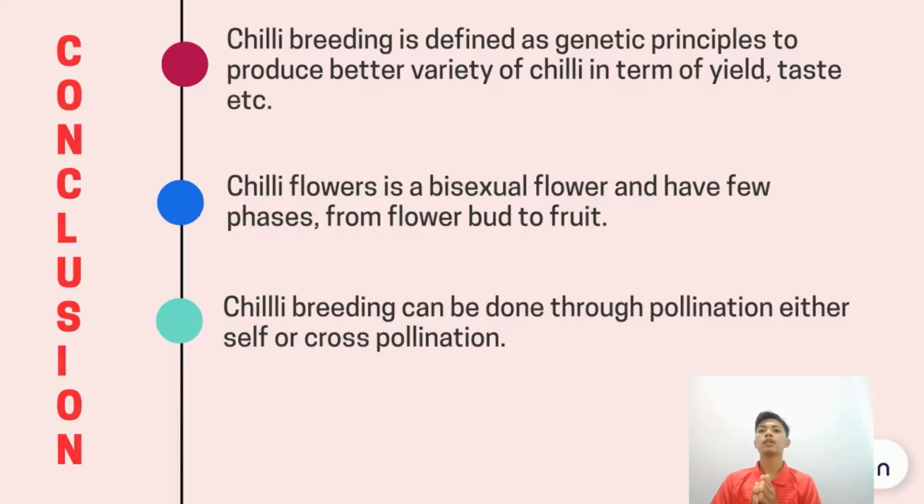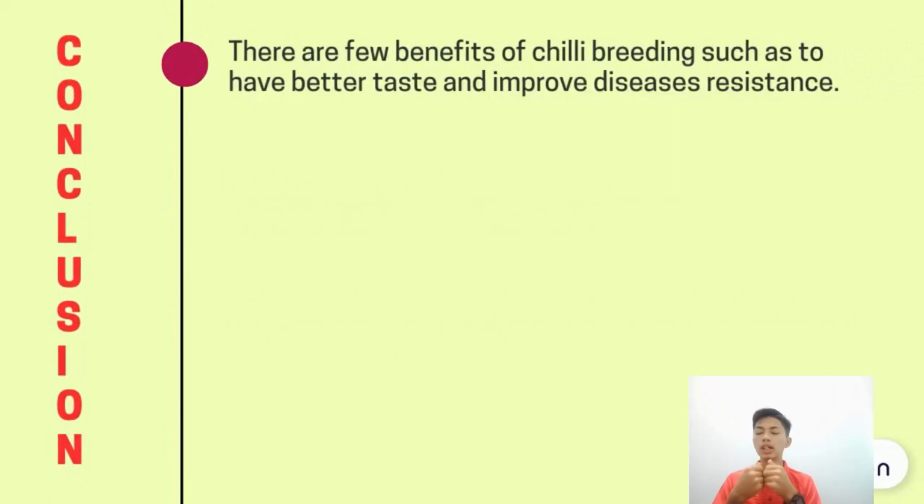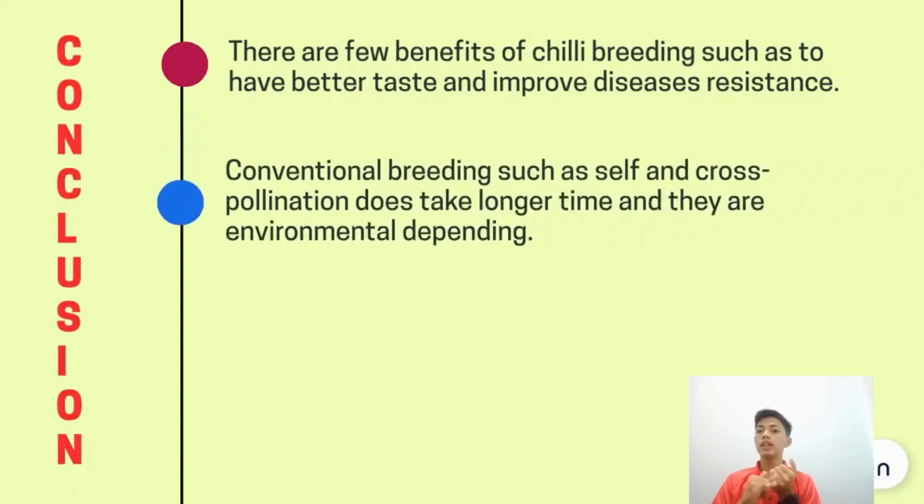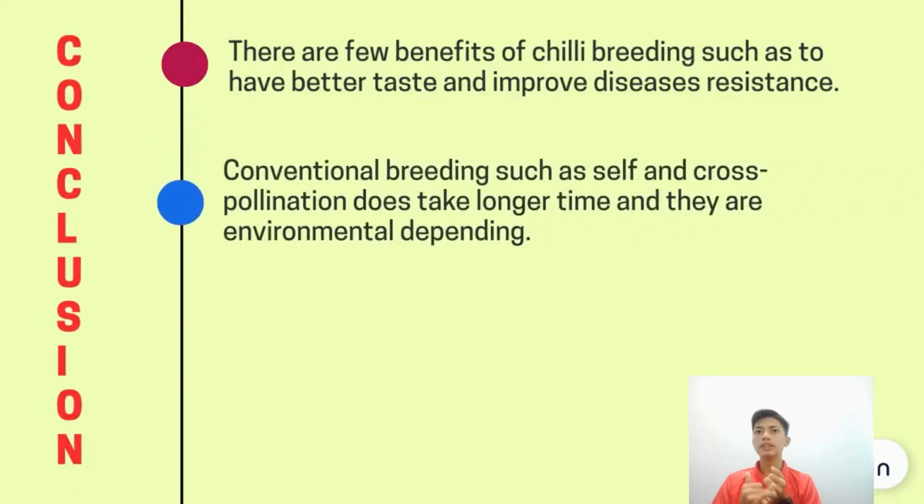Next, there are a few benefits of chili breeding, such as having a better taste and improved disease resistance, such as to aphids and mosaic virus. Conventional breeding, such as self and cross-pollination, does take a longer time and is environment dependent.